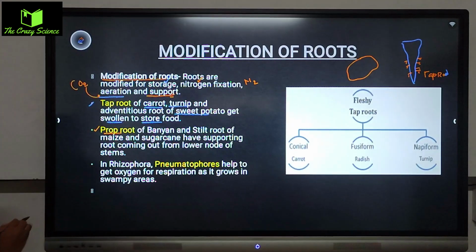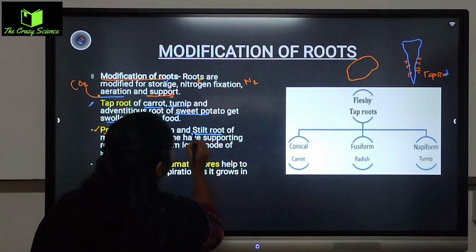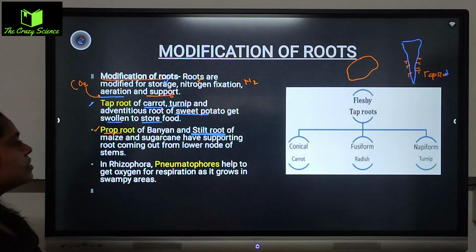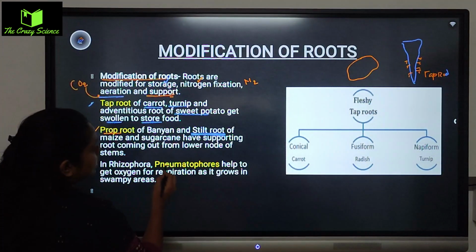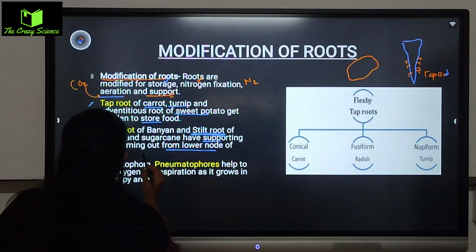Prop root is of the banyan tree and the stilt root. I forgot to highlight it. And there's this stilt root. Okay, so prop root banyan tree এর মধ্যে দেখবে, and stilt root of the maize and sugarcane have the supporting roots coming out from the lower nodes of the stem.